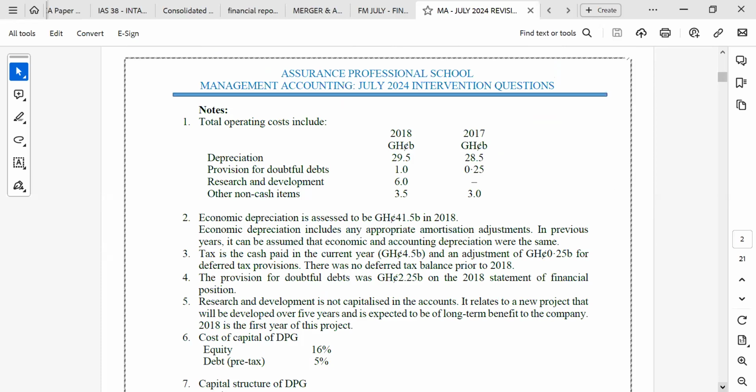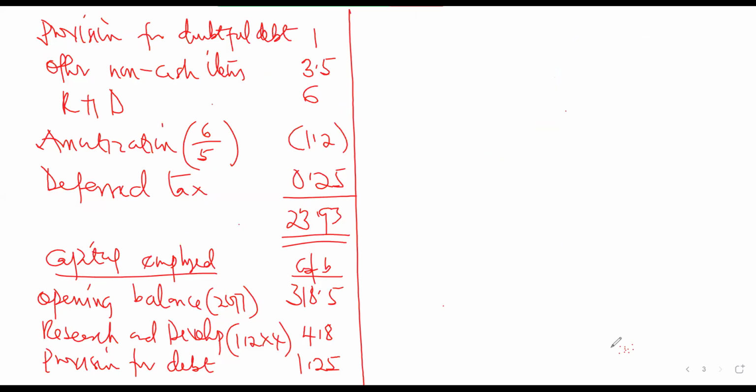Okay, please, the non-cash item. Hi, sir. Please, why did we add the provision for doubtful debt to the opening balance of capital employed? Okay, the provision has reduced our capital employed because the provision of 1.25 was taken away from our last year's work. I thought we were going to record it.